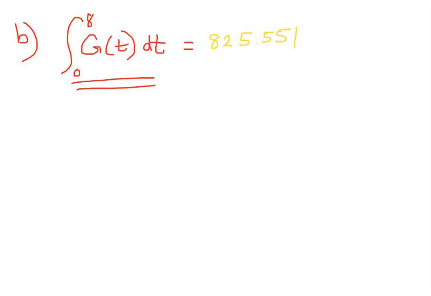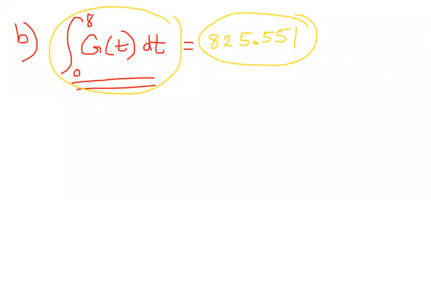But all you're doing is putting that in your calculator. All right, you cannot just put the answer down. You have to show what you did in your calculator in order to get it, but you can use G of T. You don't have to write down that whole thing.